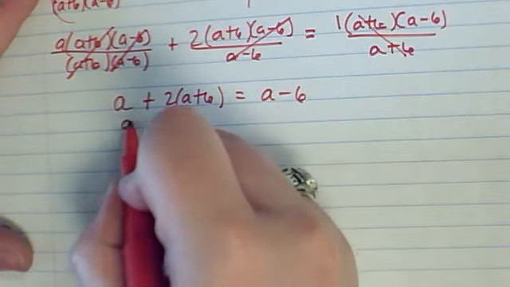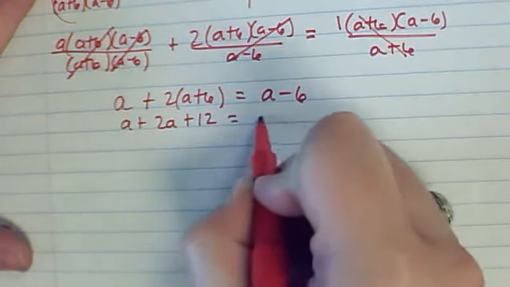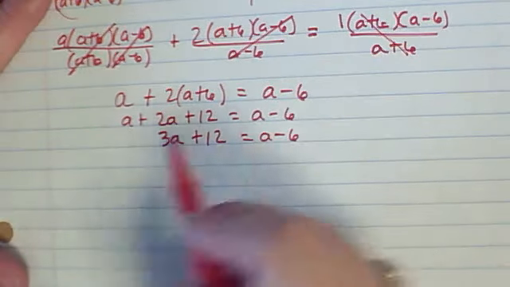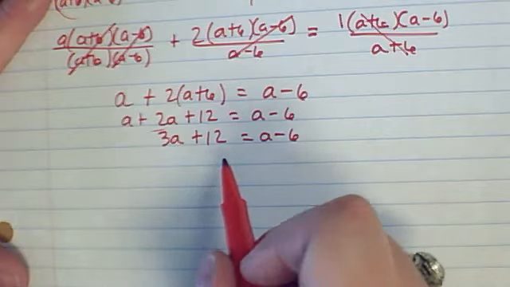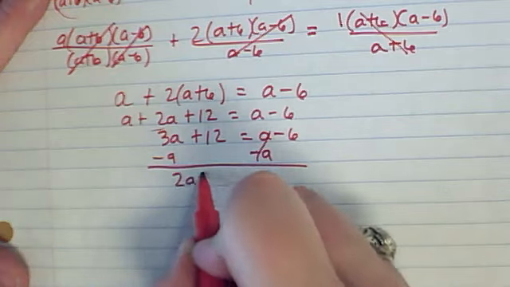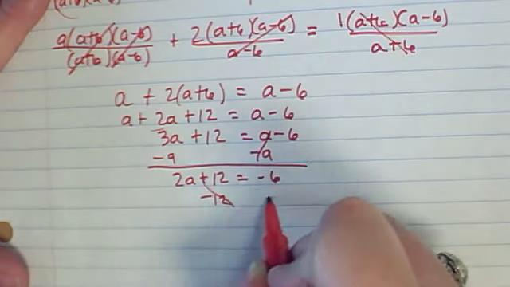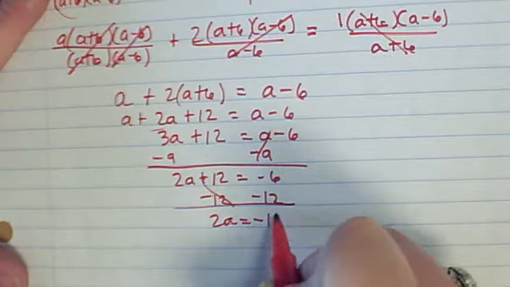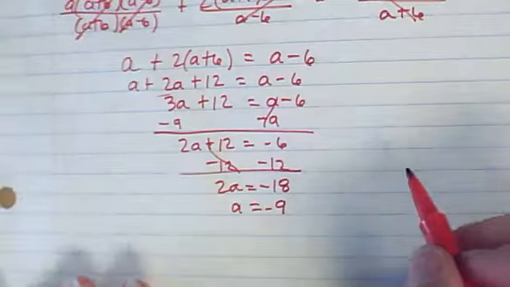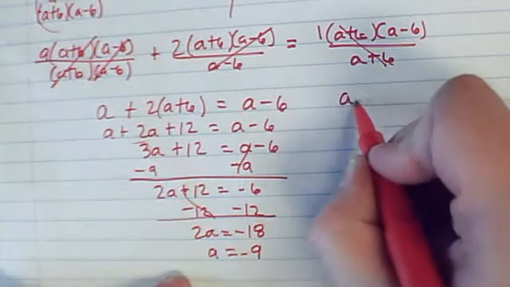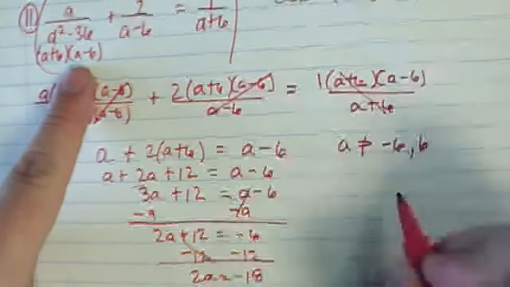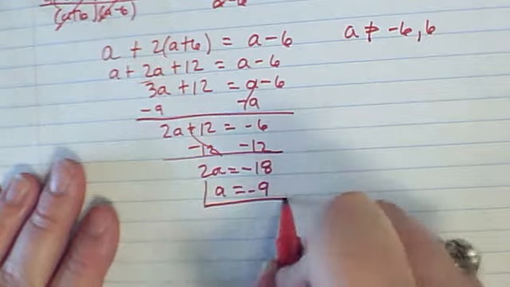So I'm going to have a plus 2a plus 12 equals a minus 6. That gives me 3a plus 12 equals a minus 6. I'm just combining all my like terms. If we get all the a's together and I subtract a, I have 2a plus 12 equals negative 6. Subtract 12, 2a equals negative 18. Divide by 2, so I get a equals negative 9. Again, if I write the restrictions from the denominator, I have a cannot be negative 6 or positive 6. So that's my checking, so this is an answer.